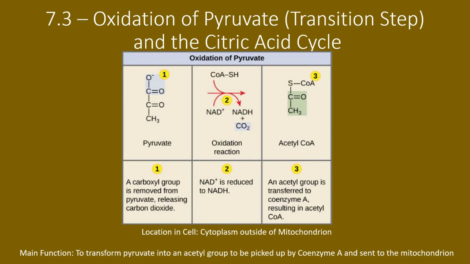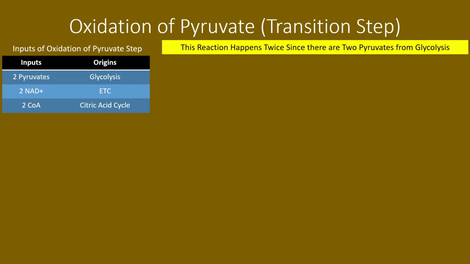This takes place directly outside of the mitochondrion and basically prepares the pyruvate to be made into a form that can be used by the mitochondrion. Please note that the transition step happens twice because there are two pyruvates from glycolysis. Also, don't forget that enzymes carry out each reaction and are not shown right here.